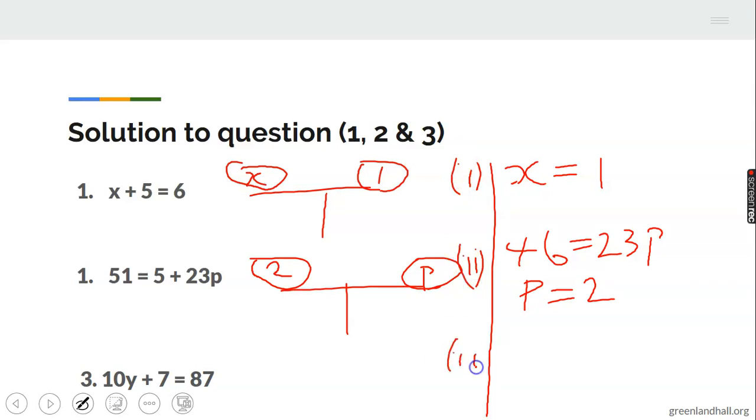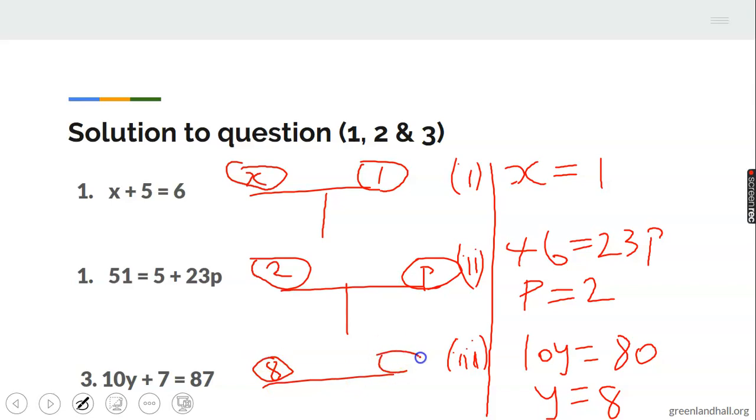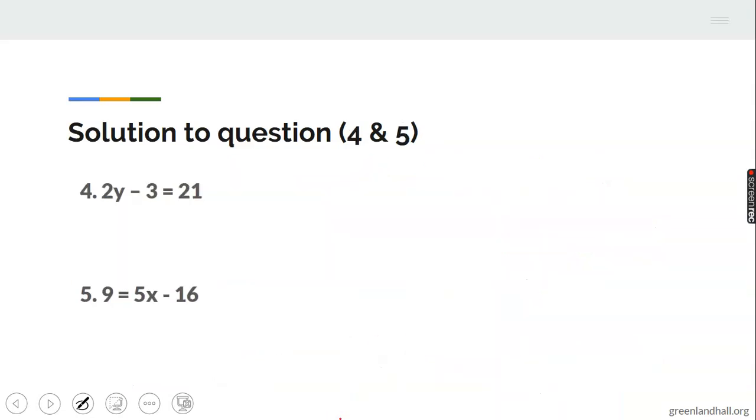Now, question 3. 10y plus 7 equals 87. Same thing applies. Subtract 7 from both sides. That means you are going to have 10y equals 80. That means y equals 8. So I'm going to have 8 inside here, then y inside here. That's all.